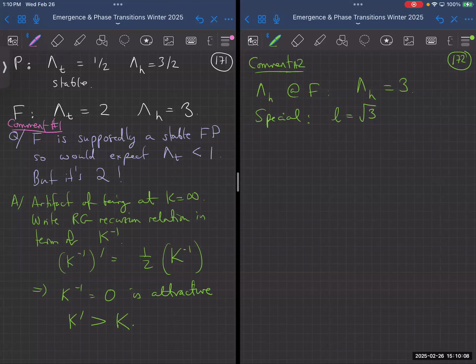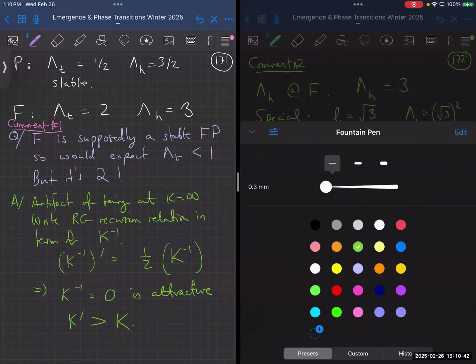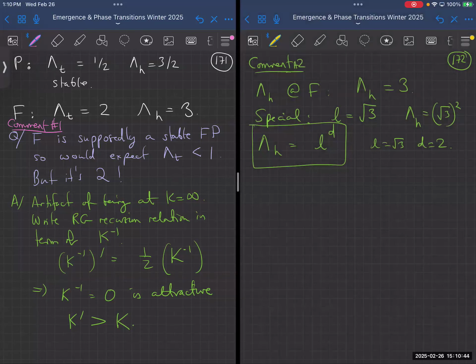The way that we did our block spin transformation, the system L has gone up by a factor of root 3. So that means that when I write down lambda h is equal to 3, that is in fact root 3 squared. And so lambda h in this particular case is equal to L to the d, where L is equal to root 3 and d is equal to 2. And what you can show, and it's in my book, but I'm not going to go through it.